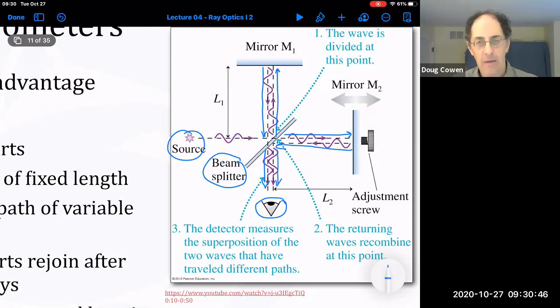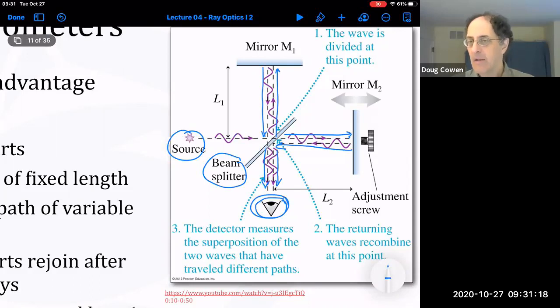So what you see is that light can, in principle, travel a different distance along the vertical path than the horizontal path. And if that difference in distance traveled is such that the waves, when they meet at the detector here, differ by an integer or a half integer number of wavelengths, then you'll get constructive or destructive interference respectively.